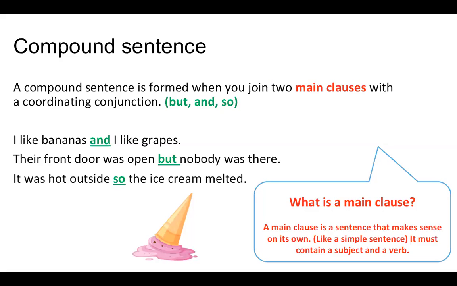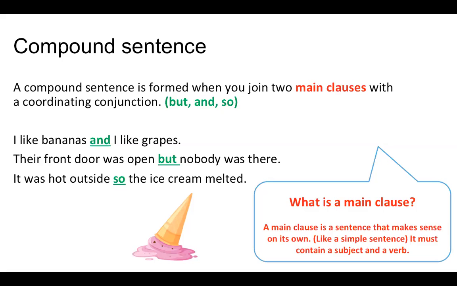Their front door was open, nobody was there. Both of those sentences make sense on their own. They are main clauses. They could be simple sentences if we were to take away that conjunction, but we can combine them to create a compound sentence using the conjunction but. And then the same with the last one. It was hot outside, so the ice cream melted. Again, if we were to take that conjunction away, they could be standalone sentences. It was hot outside, full stop. The ice cream melted, full stop.